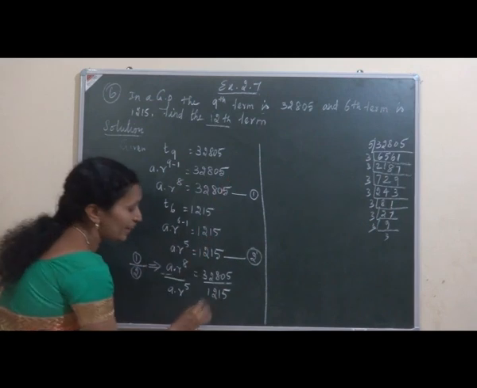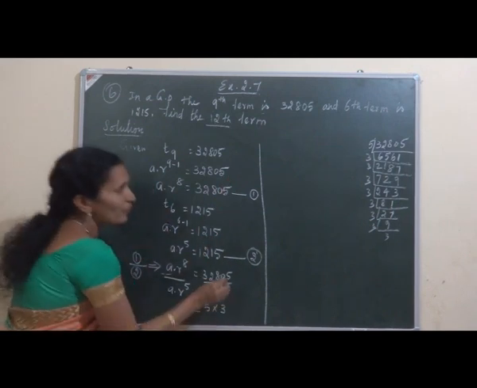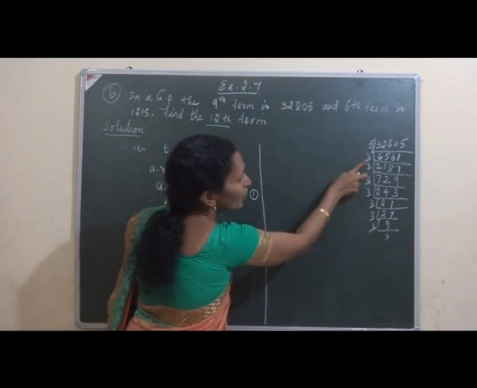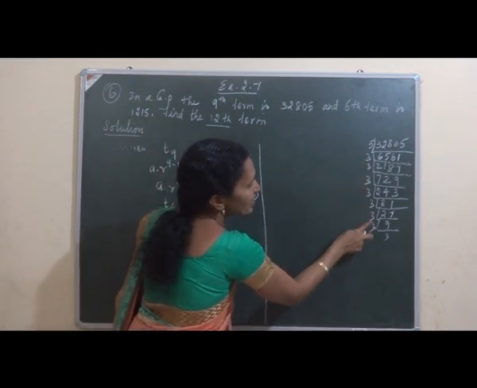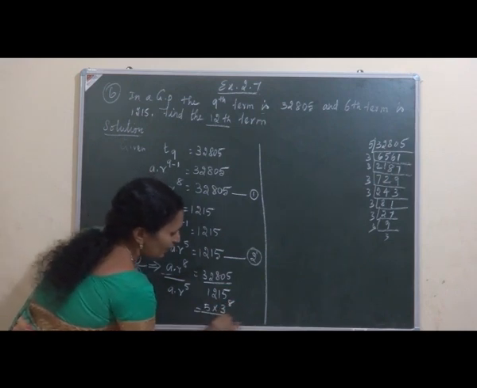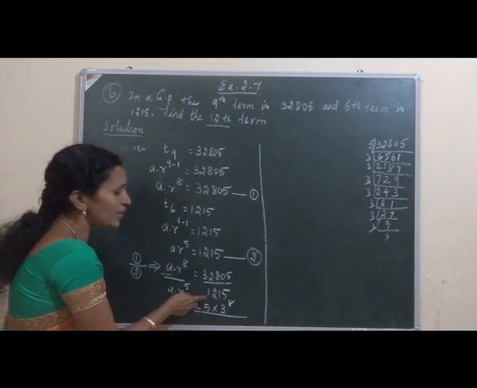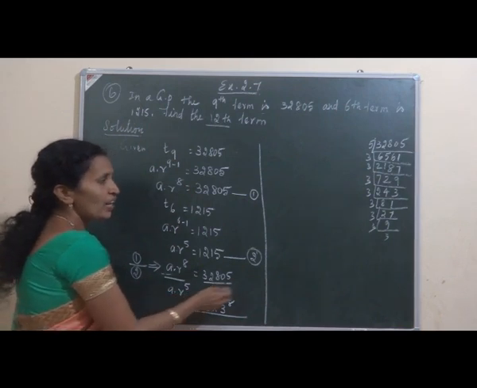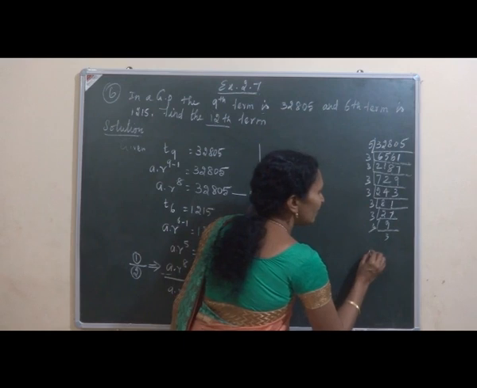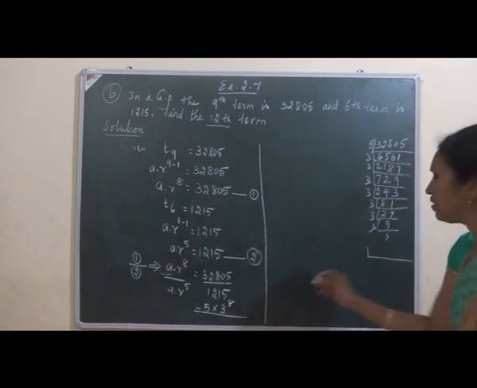So 32,805, how can I write it? 5 into 3 power, how much? 1, 2, 3, 4, 5, 6, 7, 8. 3 power 8, divided by the next number, 1215. Divide the same way: factorize it.